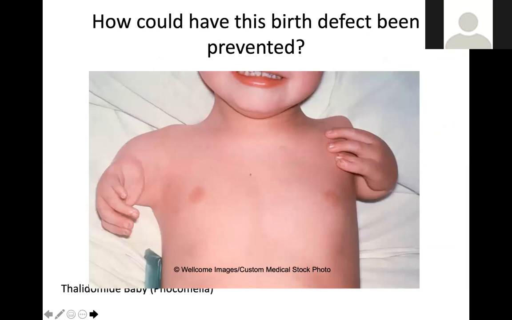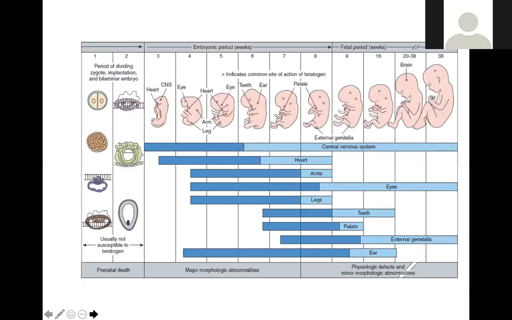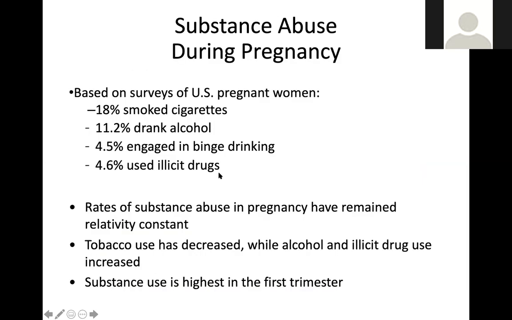Okay, so it says, how could this birth defect have been prevented? Here we show an image of an infant, of a child, and this person has some deformities of the fingers as well as the arms are a little bit shortened. So if we go back a couple of slides, we're guessing that somewhere in here where the arms and the fingers were developing, they had some sort of issue. One cause can be substance abuse during pregnancy.